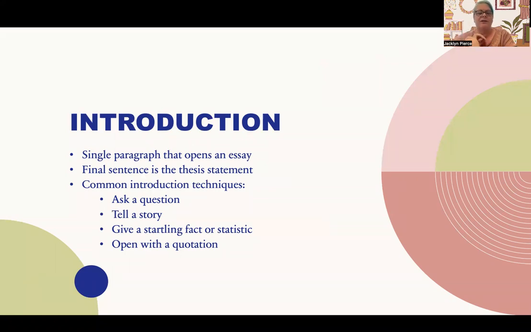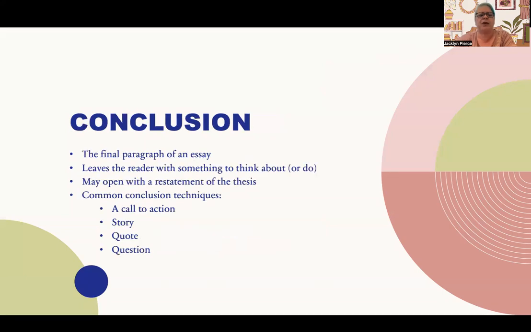But some common techniques would be to ask a question, tell a story or an anecdote, give a startling fact or statistic, or open with a quotation. Typically, you don't want your introductions to be terribly long, because you want the real meat of the matter to be in the body of your essay.